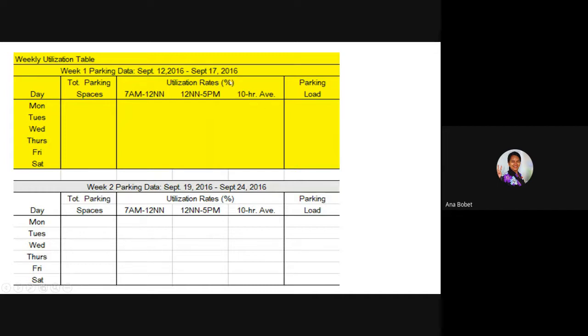So utilization is percentage, di ba? So it's an index. And then of course, ibutang ang parking load. So kay duha man kabuk ka week ang uban sa ilaha, so na ay week 1 and then week 2 nga survey. For sa inyong case, isa ra ka week siya nga survey or 5 days lang nga survey.